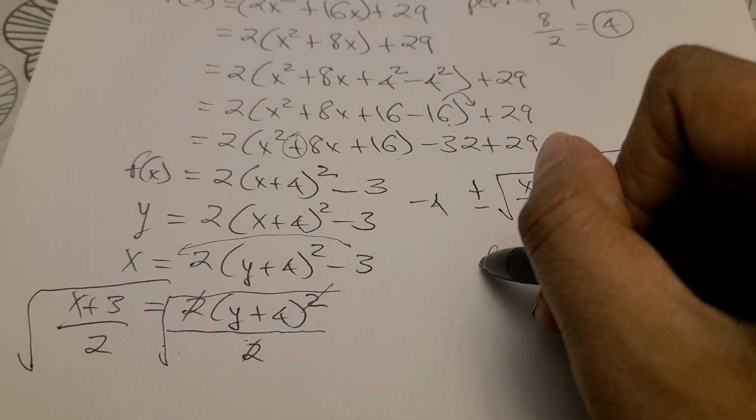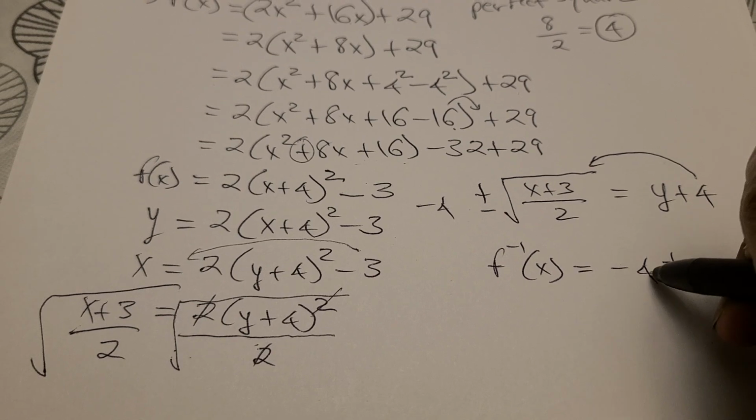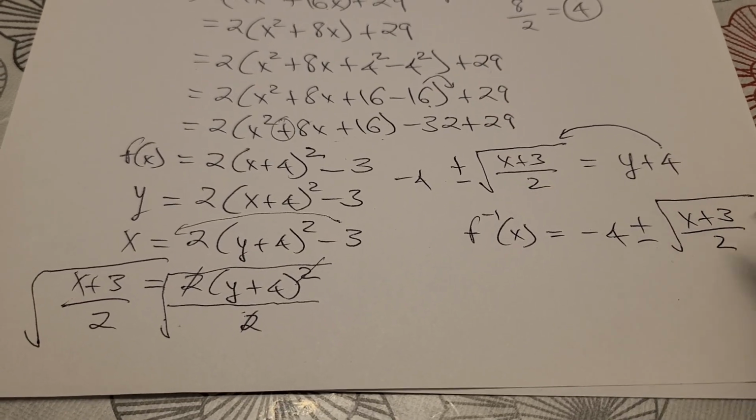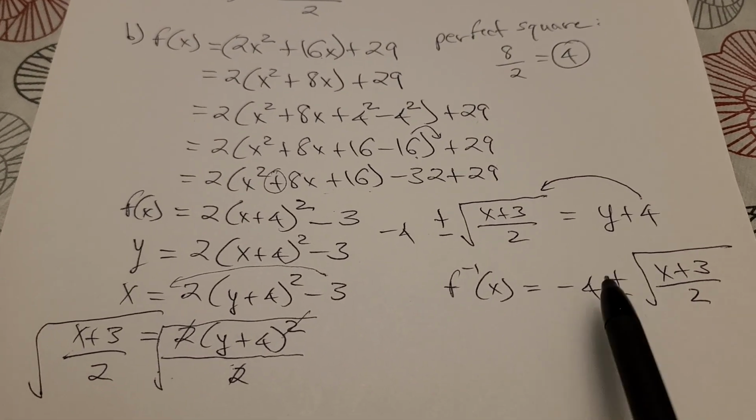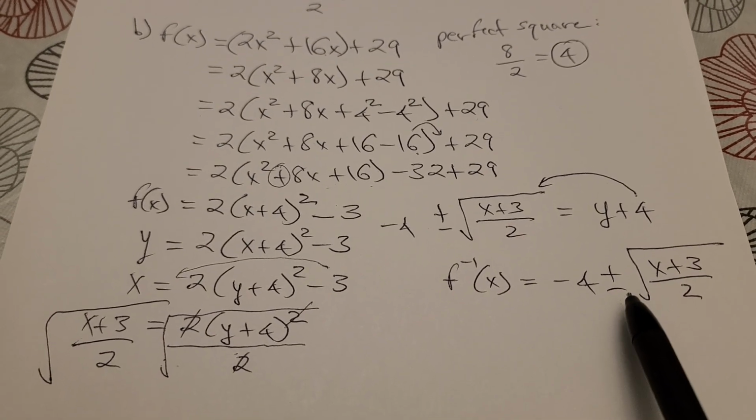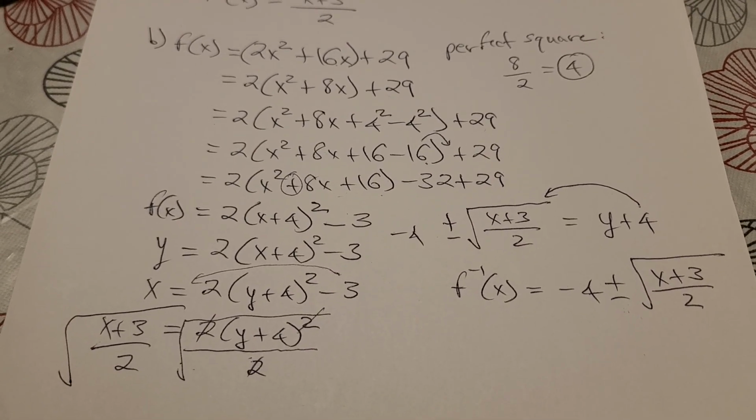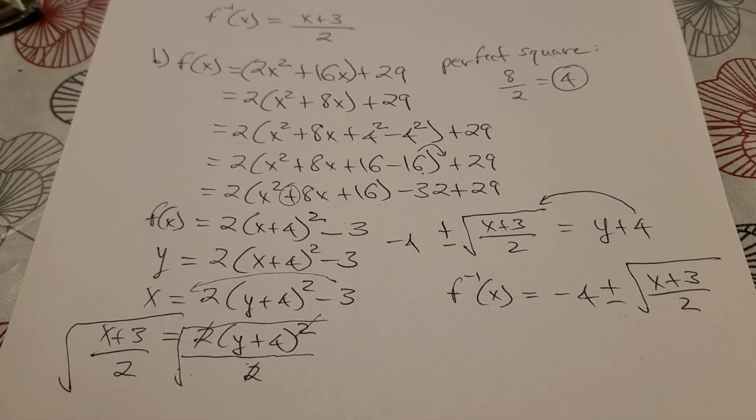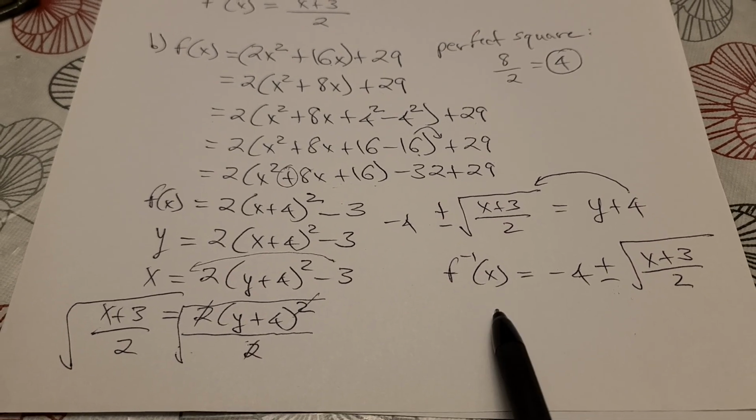So I'm going to put f inverse of x equals negative 4, plus or minus the square root of x plus 3 over 2. Right, like this. It doesn't matter if you put the negative 4 in the front or behind, okay? But the important thing is that you have the plus or minus sign in front of the square root, right? And that basically just comes from like the quadratic formula, right? So this is my final answer, okay? And again, make sure you're using the proper notation, f inverse of x, that represents the inverse function.